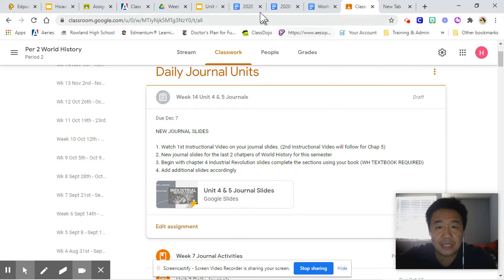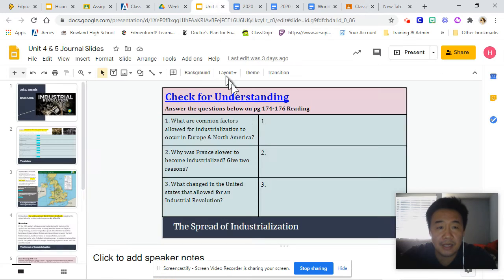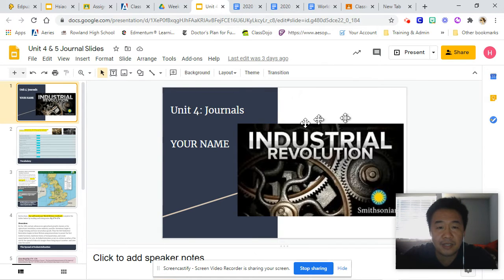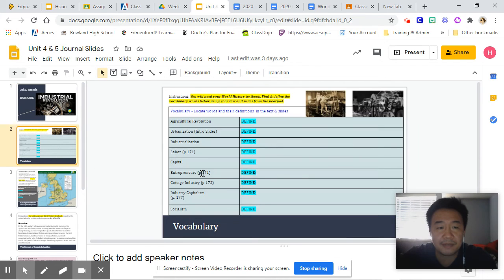The slides start with a title page where you can put your name, and it will say what we're going to be covering for that unit, which is the Industrial Revolution. The Industrial Revolution is a very short chapter, and all the slides for that chapter are here. The first thing in this slide is going to be vocabulary.